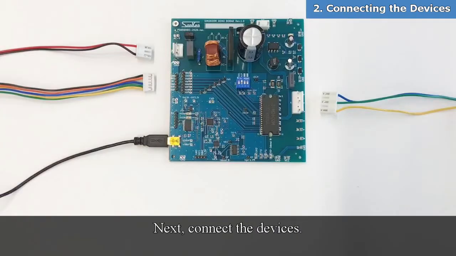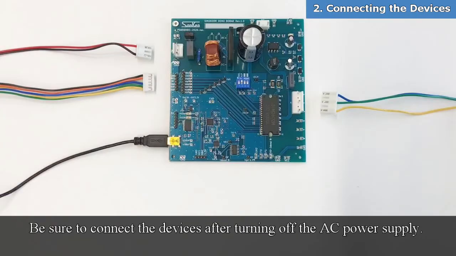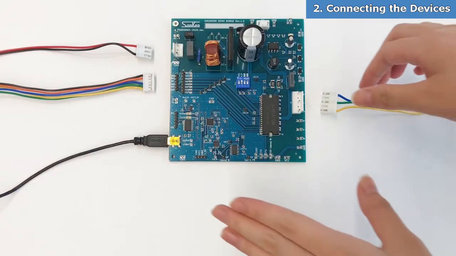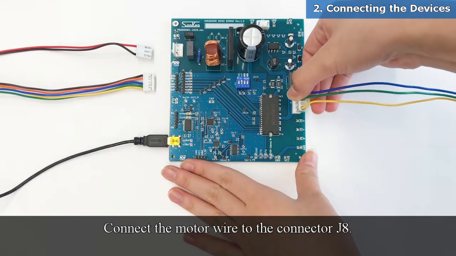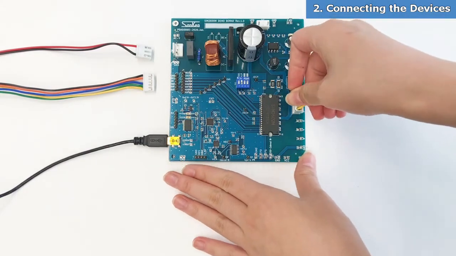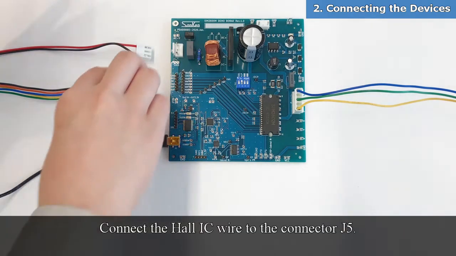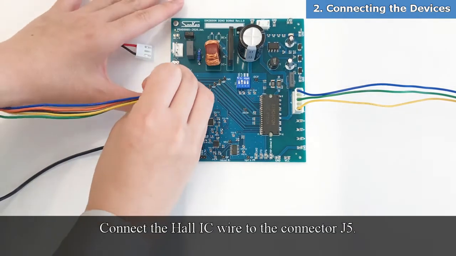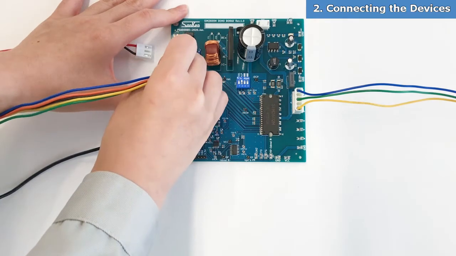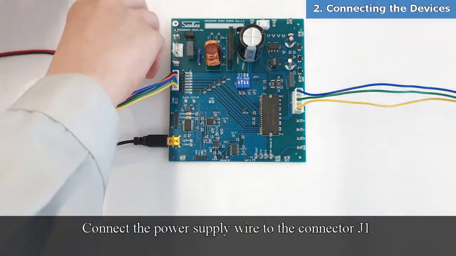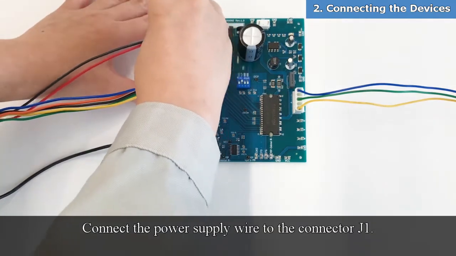Next, connect the devices. Be sure to connect the devices after turning off the AC power supply. Connect the motor wire to the connector J8. Connect the Hall IC wire to the connector J5. Connect the power supply wire to the connector J1.